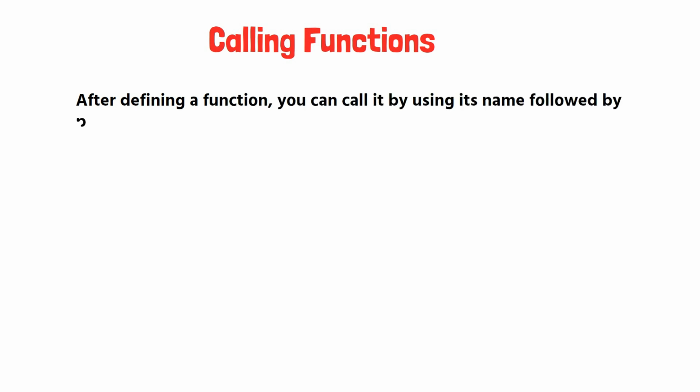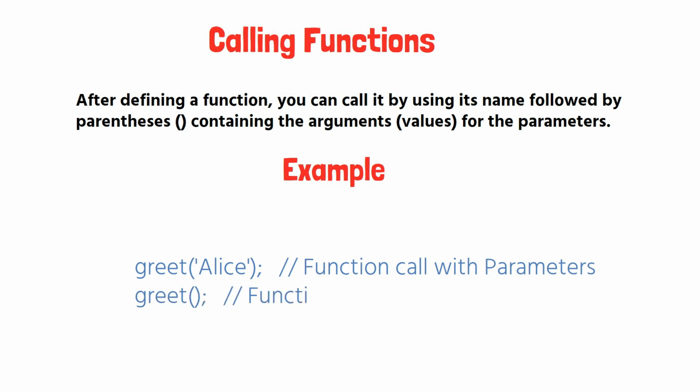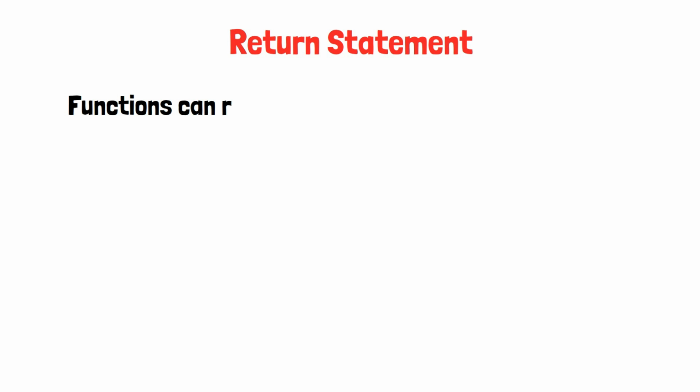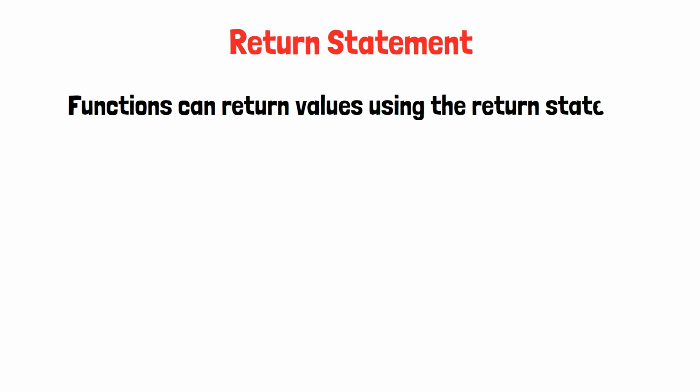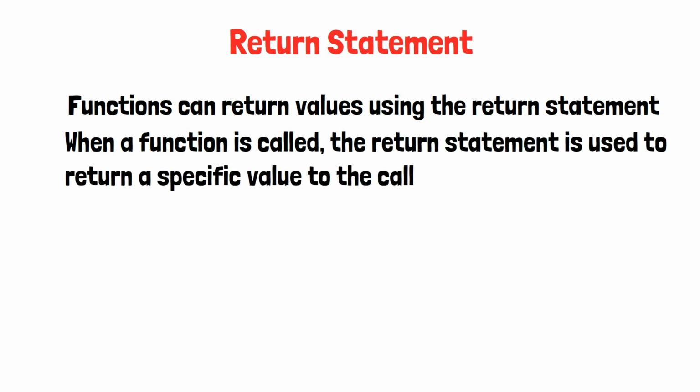Calling functions. After defining a function, you can call it by using its name followed by parentheses, containing the arguments, values, for the parameters. Return statement. Functions can return values using the return statement. When a function is called, the return statement is used to return a specific value to the calling code.